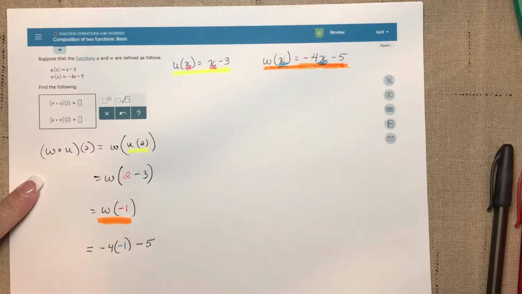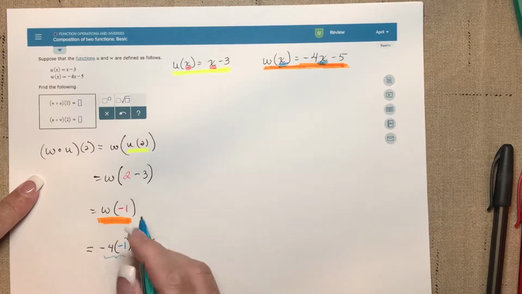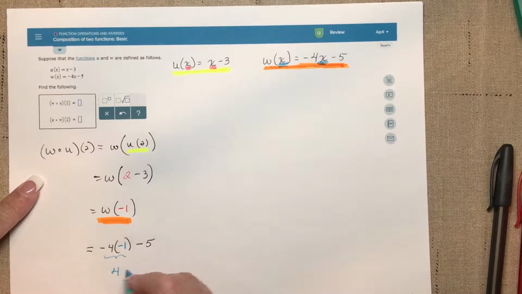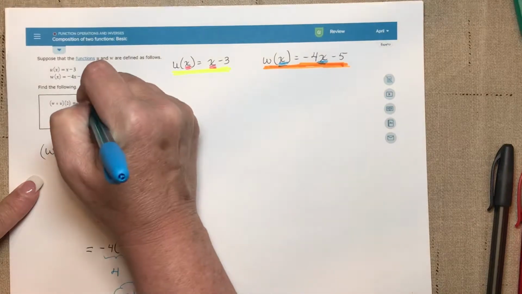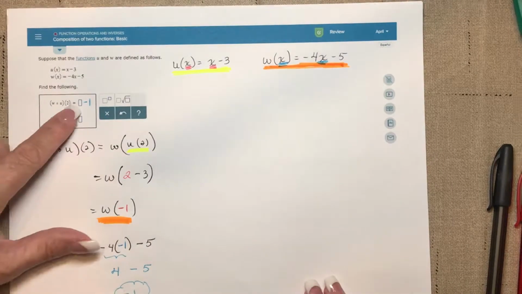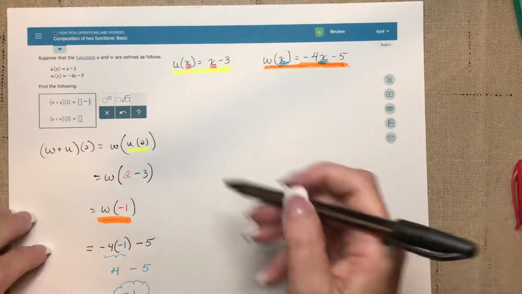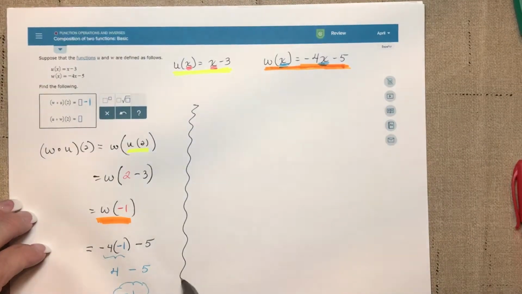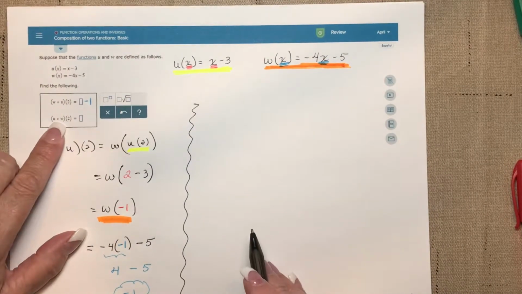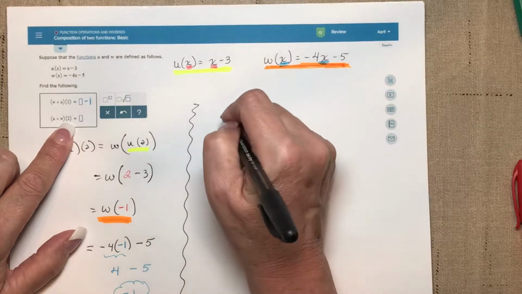And now I'm just going to do order of operations. A negative 4 times a negative 1 is a positive 4. And then 4 minus 5 is negative 1. That's my final answer. That's what's going to go right here in this first empty box. But then they give me a second one. The second one is u of w of 2.